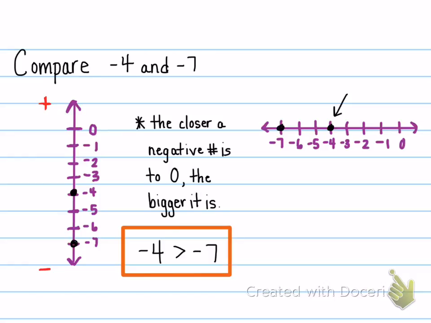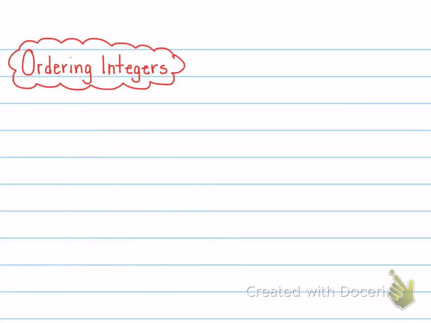We are going to use this same exact strategy when you are ordering integers. Let's say, for example, I want you to order 0, -1, 2, 3, and -3 from least to greatest.